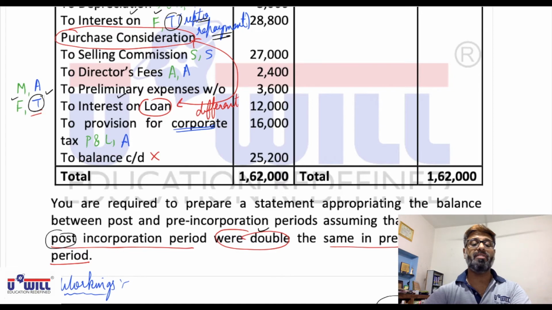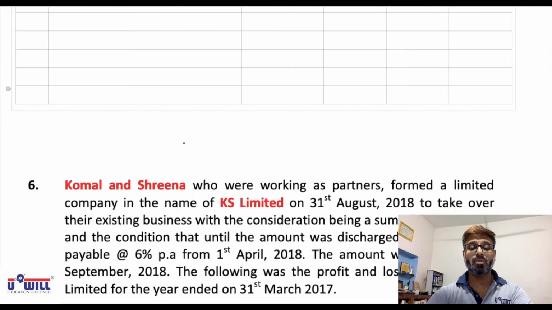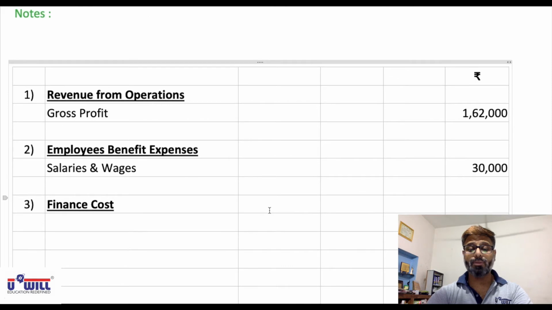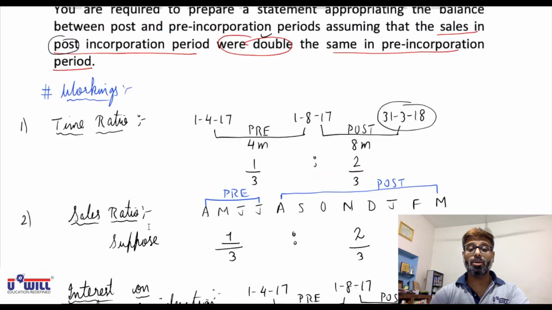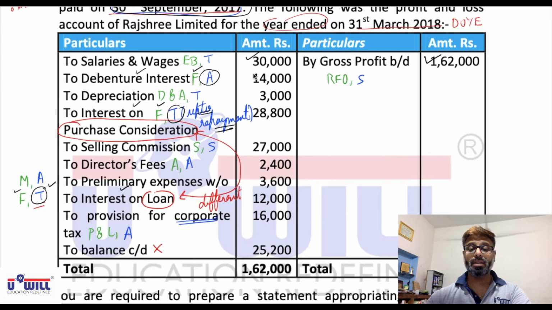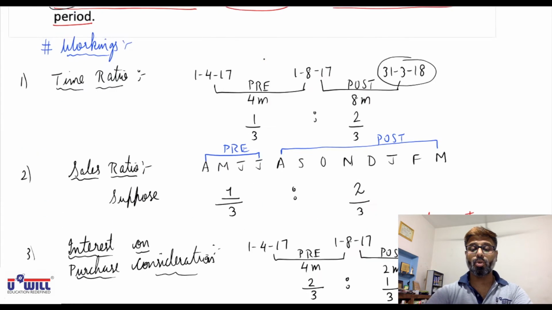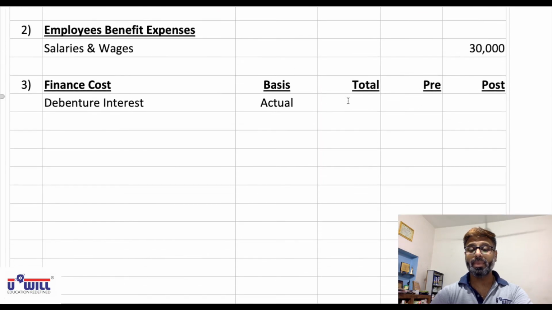So all the 3 are on different ratios. Here we'll have to make these columns. Which columns? You all will make the columns of basis, total, pre and post. In that, first is debenture interest, basis actual. What is the amount of debenture interest? You all can see here 14,000. So total 14,000, and actual basis means the entire 14,000 will go in the post incorporation period.